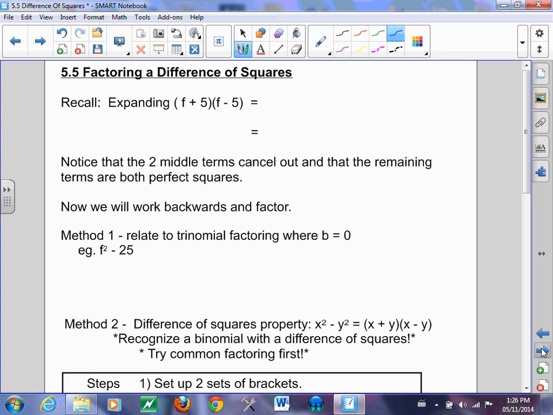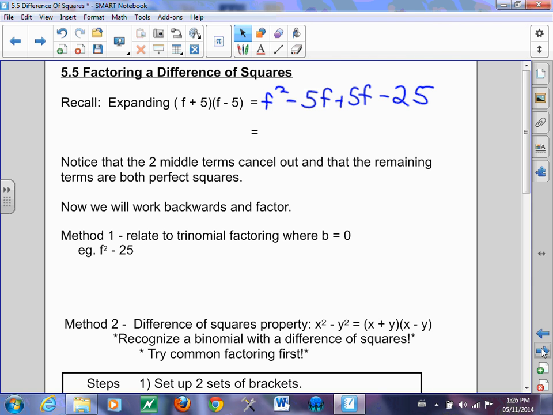So let's just recall expanding, and I want you to look at this example. We've got (f + 3) and (f - 3). If we FOIL this out, we're going to have f squared minus 5f plus 5f minus 25. If we collect like terms, what do you notice about the two middle terms, folks? A negative 5f and a positive 5f will cancel out. So we're going to be left with what's called f squared minus 25.